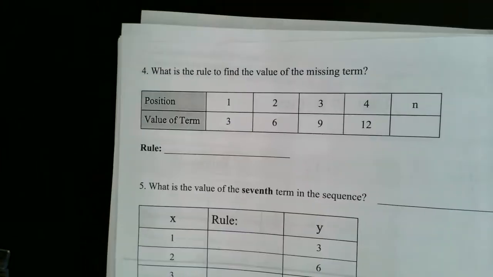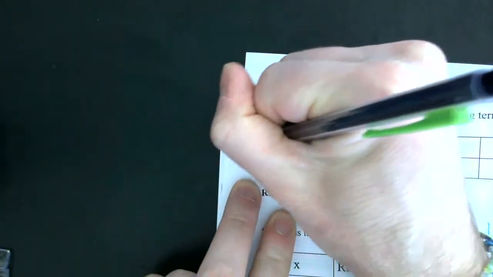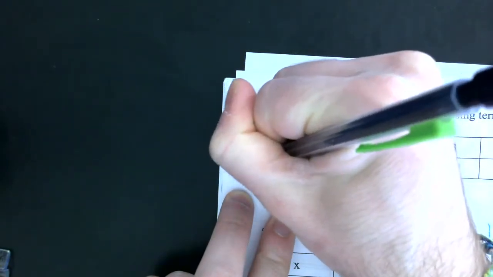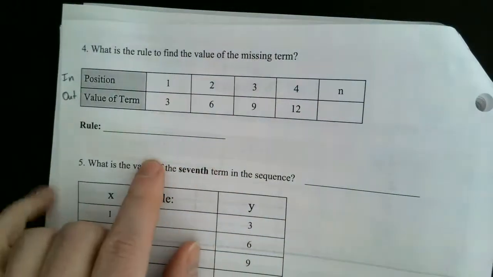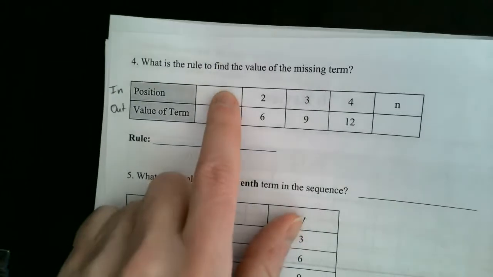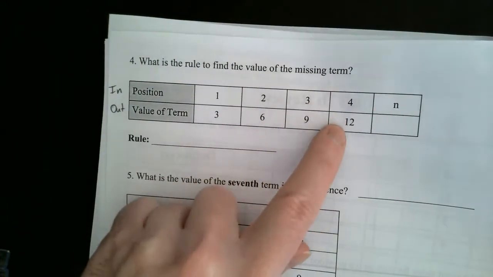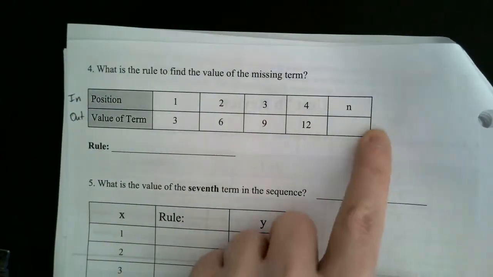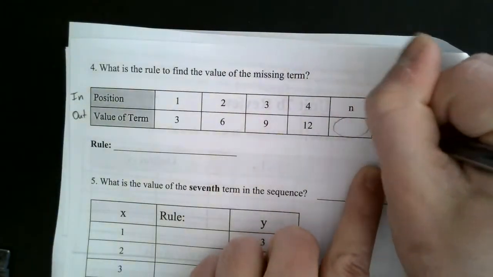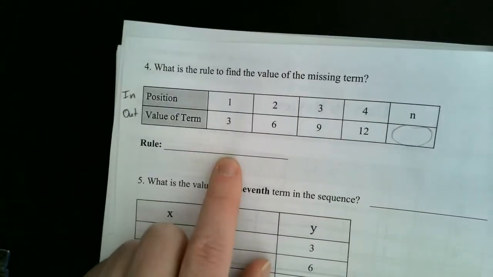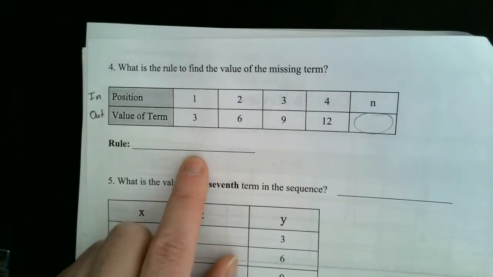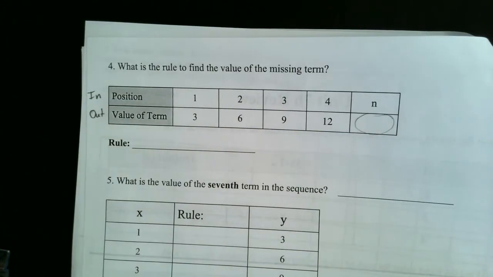Okay, now we're at page 48. So this is an input-output table just on its side. You're trying to find the rule. So you're trying to find the rule to go from the input to the output, in, out, in, out. What would be the rule? How are these numbers changing? And you're going to write the rule right here. You can also write the rule here as well. So there's two places to put the answer. Either place would be fine.